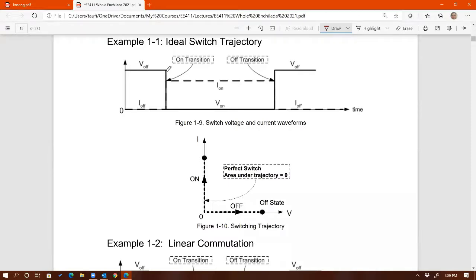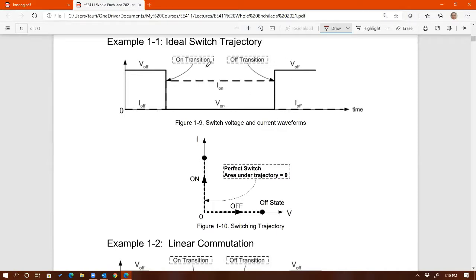We all know if it's ideal, then both voltage and current jump. It takes no time for voltage and current to transition. Here you can see that's turn on and that's turn off. Turn on, you can see it takes no time for the current to go from 0 to high current. Same thing with the voltage, from high voltage to drop to 0. The opposite case is true for turning off right there.